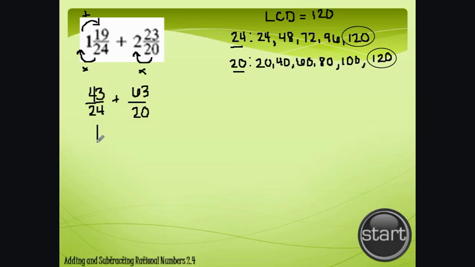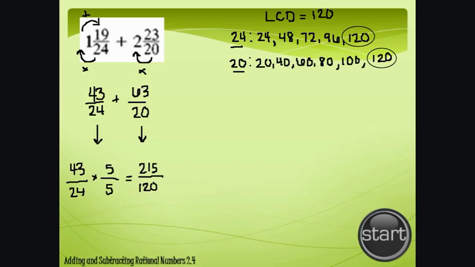So now we need to write equivalent fractions for both of these values. We have 43/24. We're going to multiply that fraction by whatever value we need in order for the new denominator to equal 120. So 24 times 1, 2, 3, 4, 5 equaled 120. And what we do to our denominator, we also do to our numerator. So we're going to multiply 43 times 5, which equals 215.